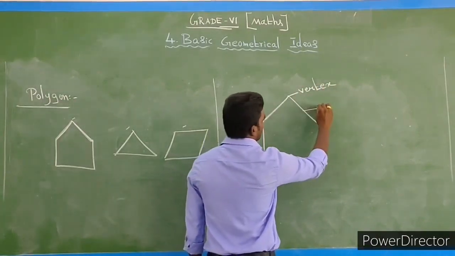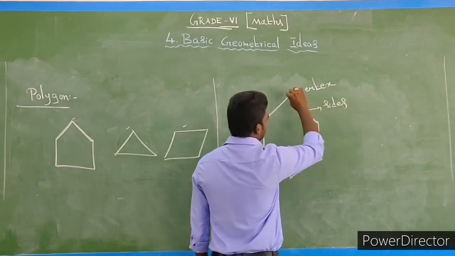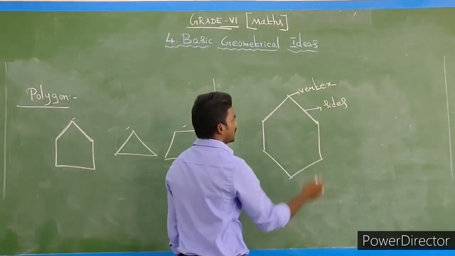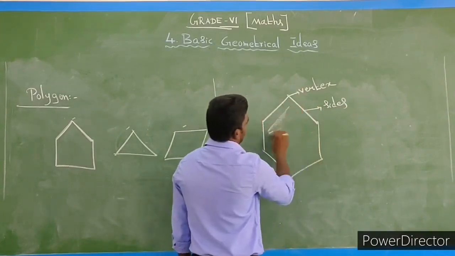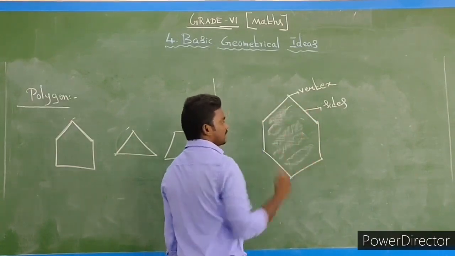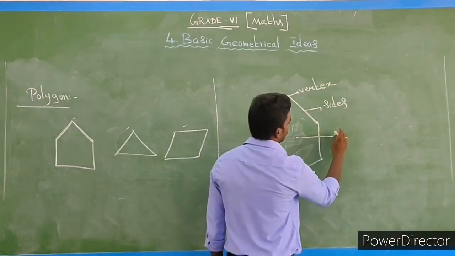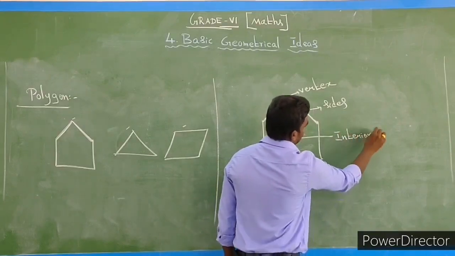And the edges of the polygon are called what? Sides. The edges of the polygon are called sides. And the corner points are called what? Vertex. And the space between the boundary and the inside is called what? Interior. So this is the interior.